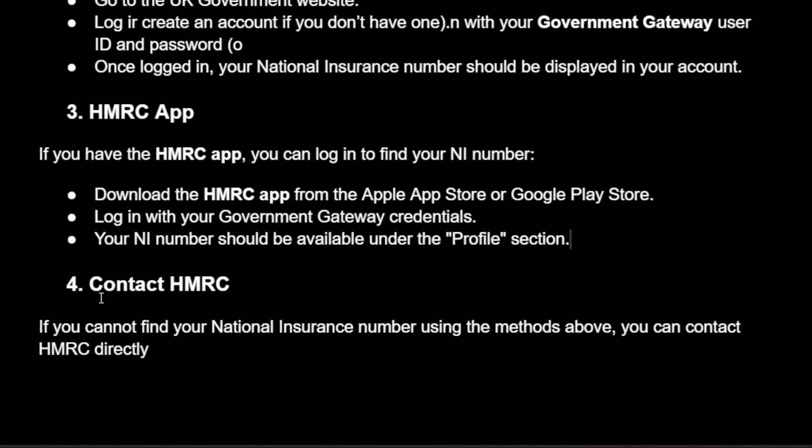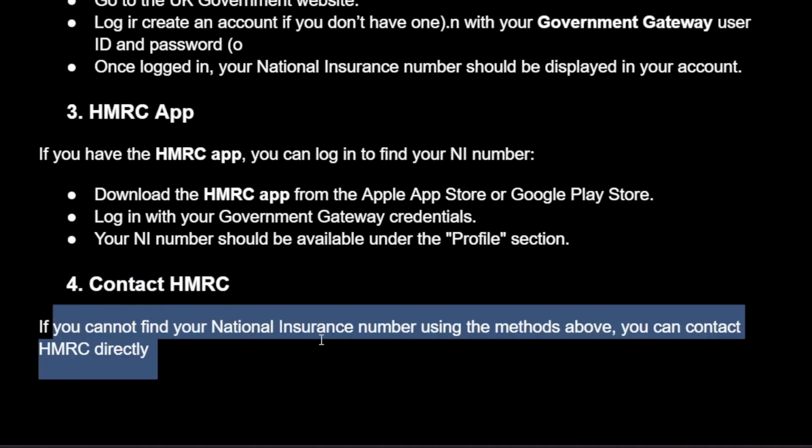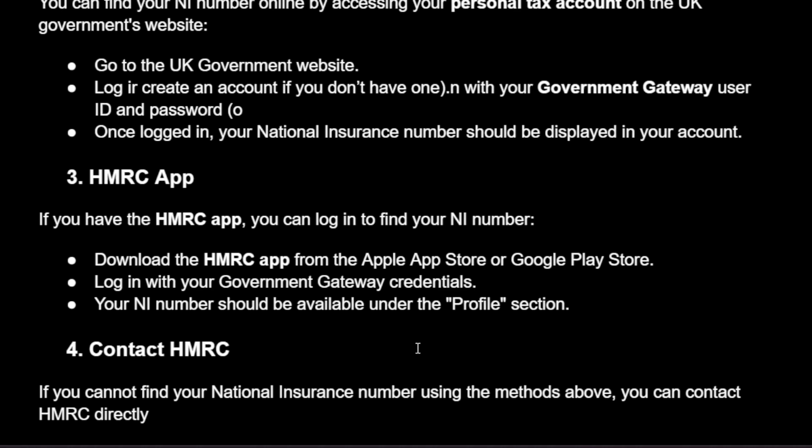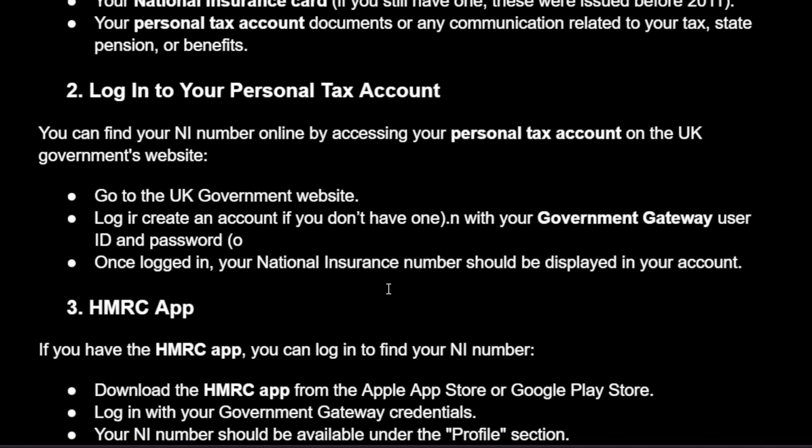And the last method that I'm going to show you is contacting HMRC. If you cannot find your National Insurance number using the methods above, you can contact HMRC directly. You can just Google their phone number and other contact information and do it that way.